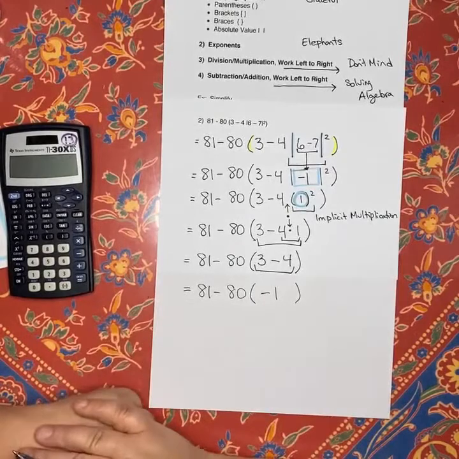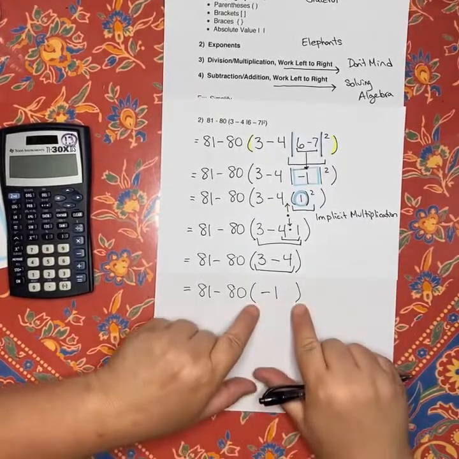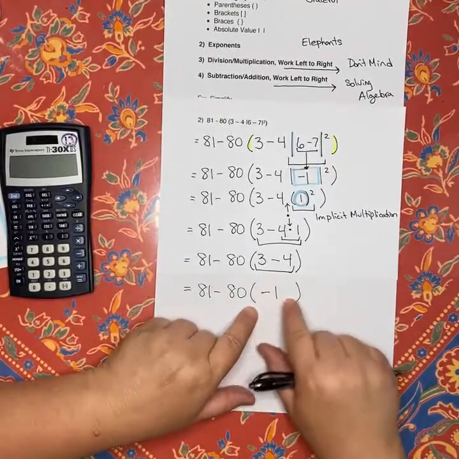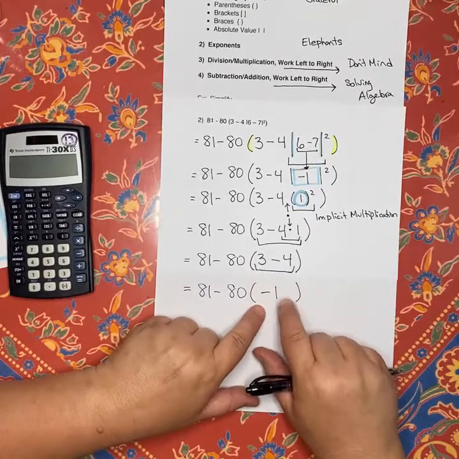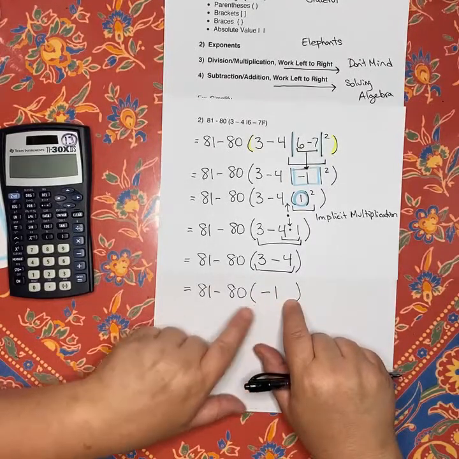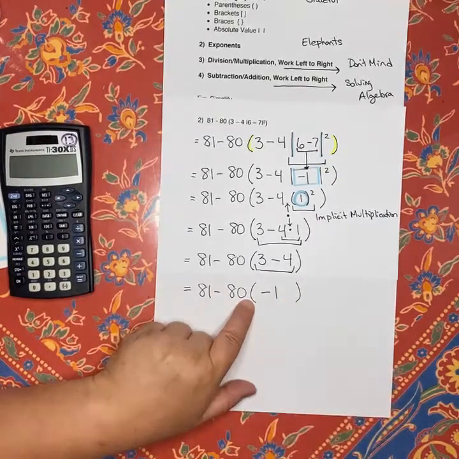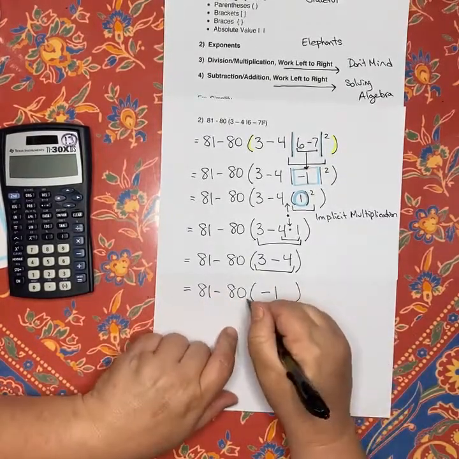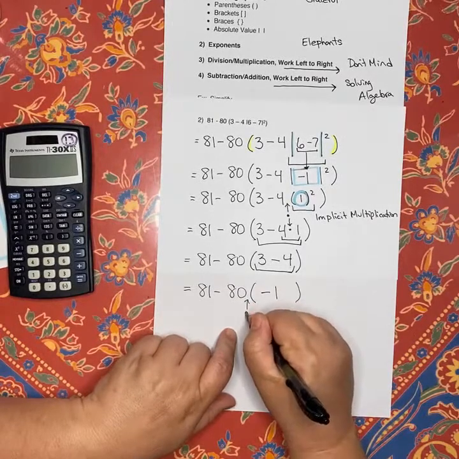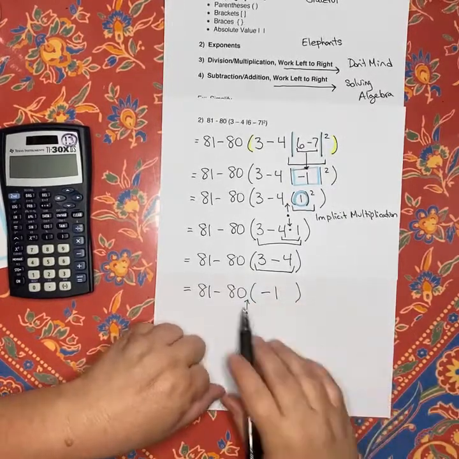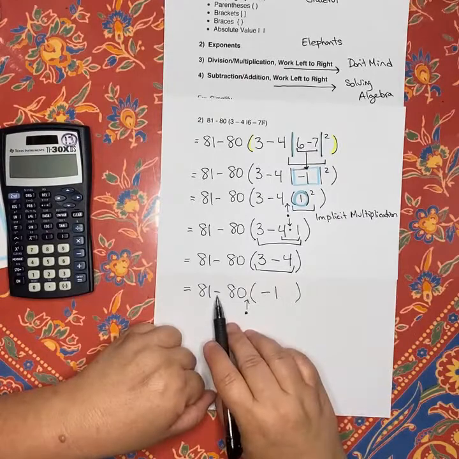Now what? What are we going to do with this? I've got parentheses, but everything inside the parentheses has been simplified. I've got a minus 1 in there. I've got a minus out here. And then I've got a mystery thing. What is my mystery thing? Again, remember, there's a multiplication there. I need to do this multiplication before I do that subtraction.